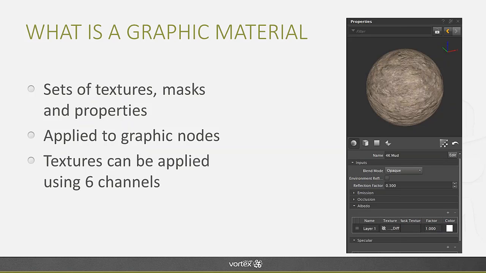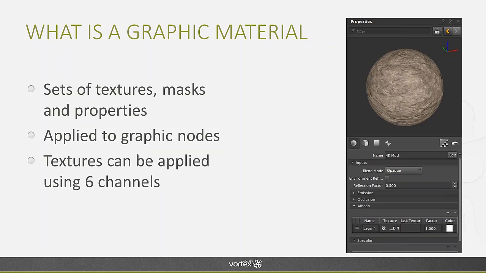Before we look at how you create a graphic material, let's define it. A graphic material is a set of textures and masks applied to those textures, as well as a group of properties that you then apply to graphic nodes. Now, graphic materials can be comprised of multiple texture layers that are applied on 6 different channels.